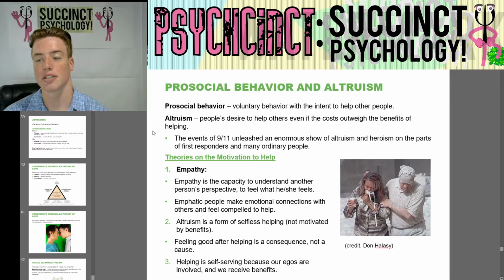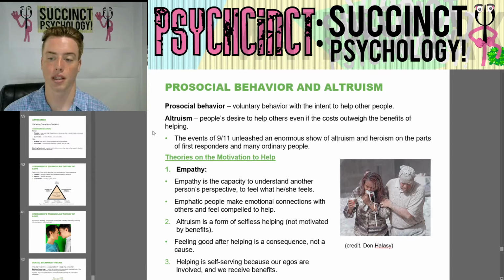Anyways, the events of 9/11 unleashed an enormous show of altruism and heroism on the part of first responders and many ordinary people. So, theories on the motivation to help: empathy. Empathy is the capacity to understand another person's perspective and to feel what he or she feels. Empathetic people make emotional connections with others and feel compelled to help.